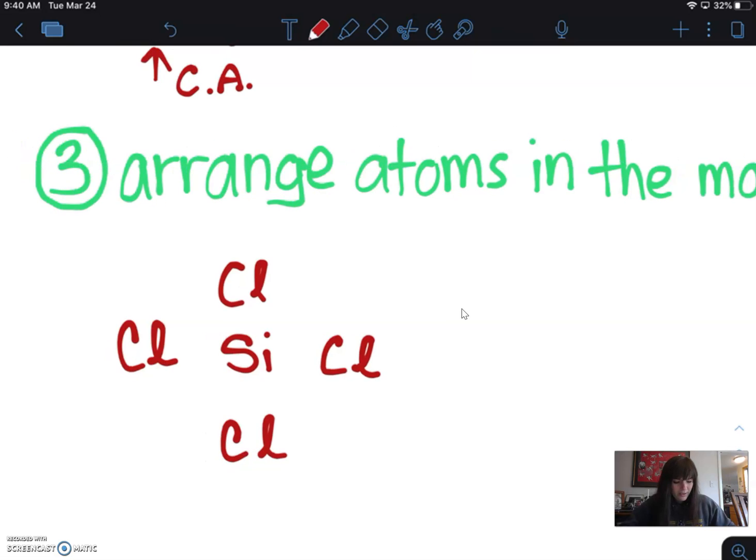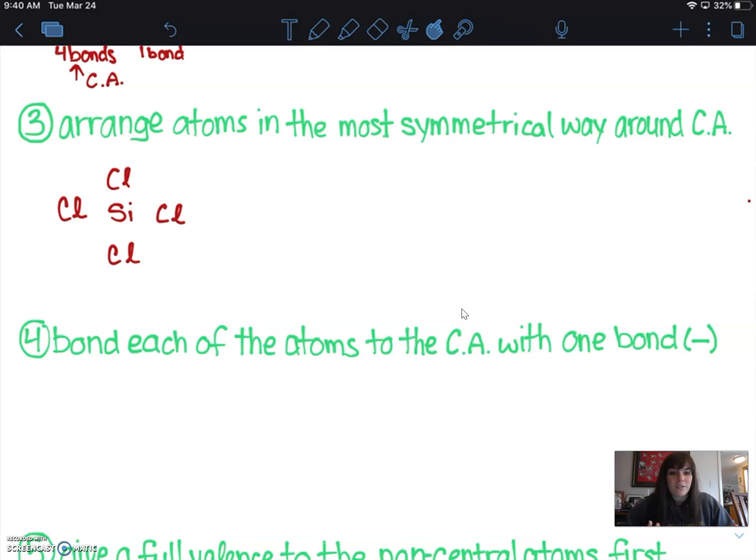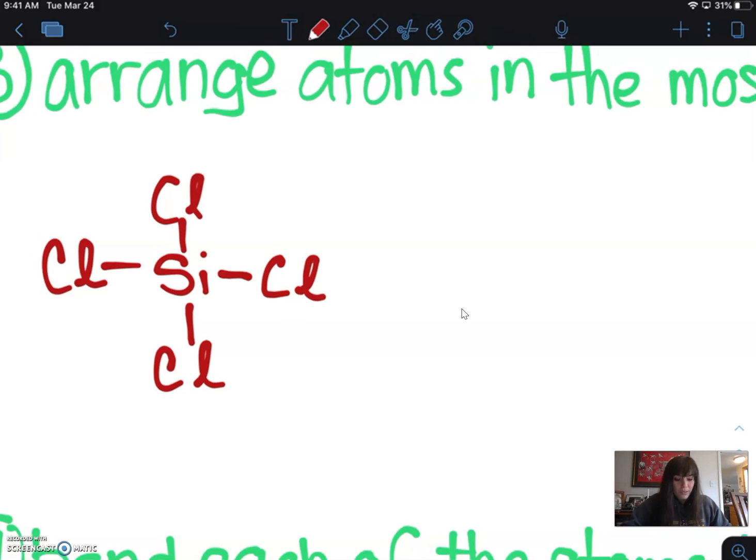And then our next step for number 4 is just bond each of the atoms to the central atom with 1 bond. So I know that sometimes people like to do the 2 dots and then kind of circle them or draw a line through. I think it's way easier to remember, hey, a line equals 2 electrons, and that forms a bond. So I'm going to go back in the same one and just add in those bonds. So I've done with number 4 now.